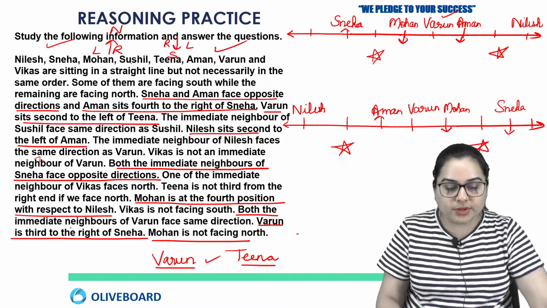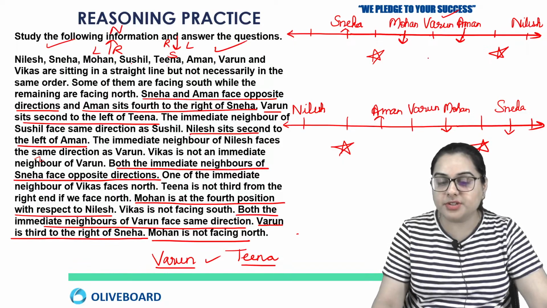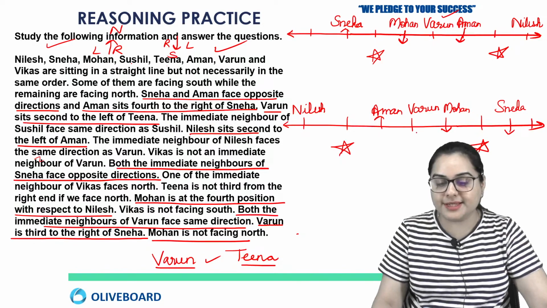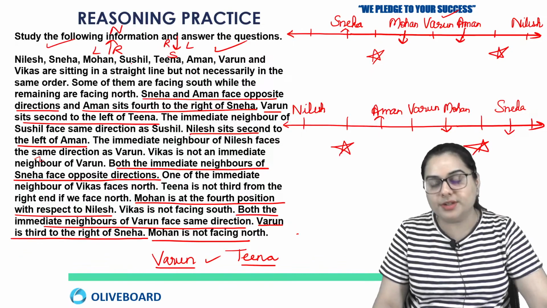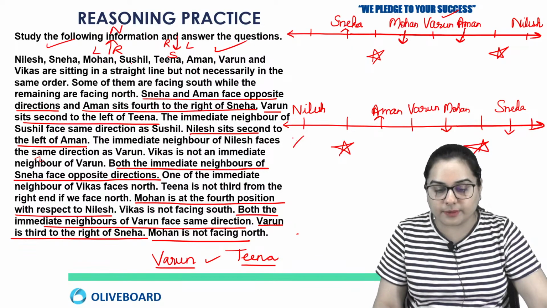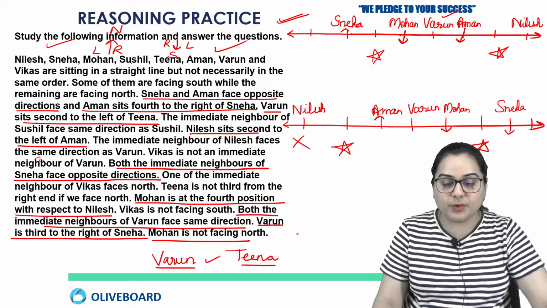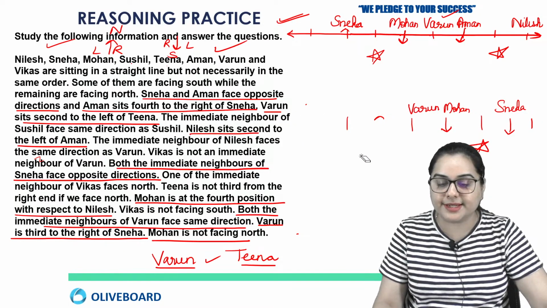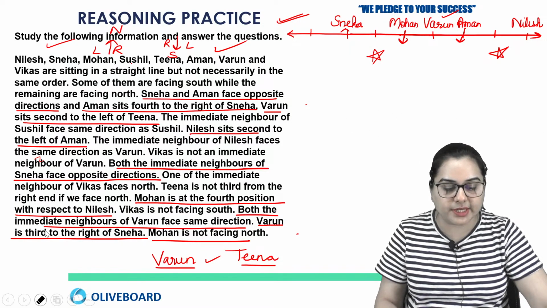So any other information that we have? Here we have that both the immediate neighbors of Varun face the same direction. Now if I check the first case, both the immediate neighbors of Varun are Mohan and Aman, and both of them are facing south. So this is correct. But in the second case, both the immediate neighbors of Varun are again Aman and Mohan, but Aman is facing north and Mohan is facing south. So the second case will be wrong. First case will be correct, right? So now we are going to consider the first case only and ignore the second possibility. Now we understood that this was actually wrong and the first case was actually correct.